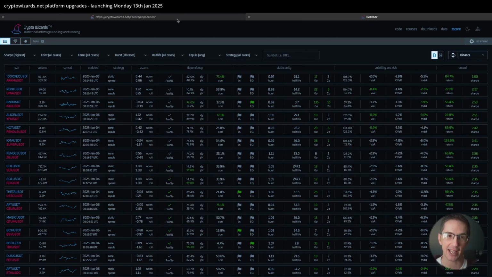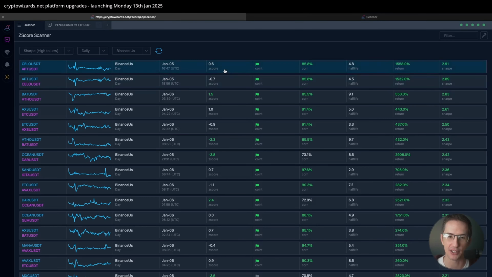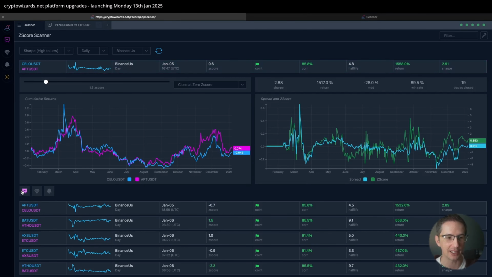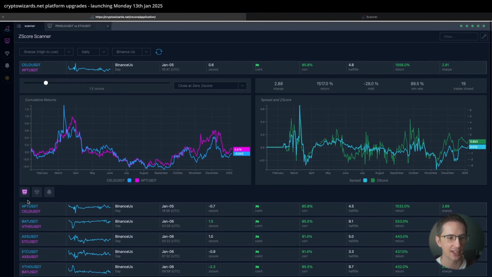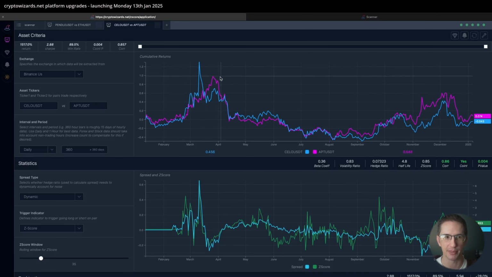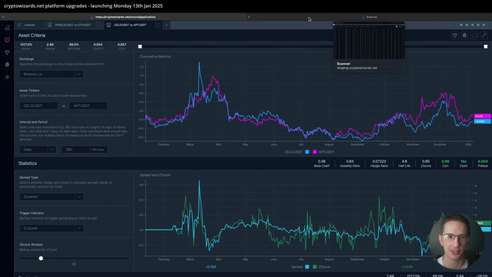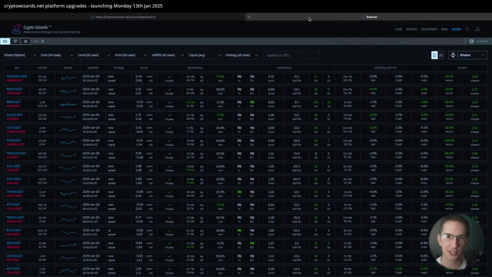So currently today, if you log on to Crypto Wizards, you'll see this. You'll be familiar with this layout already. You have some pre-scanned items here, and then you can go and do some in-depth backtesting analysis, or more in-depth analysis on that pair for pairs trading or research or whatever it is you want to use it for. This is how it looks today.